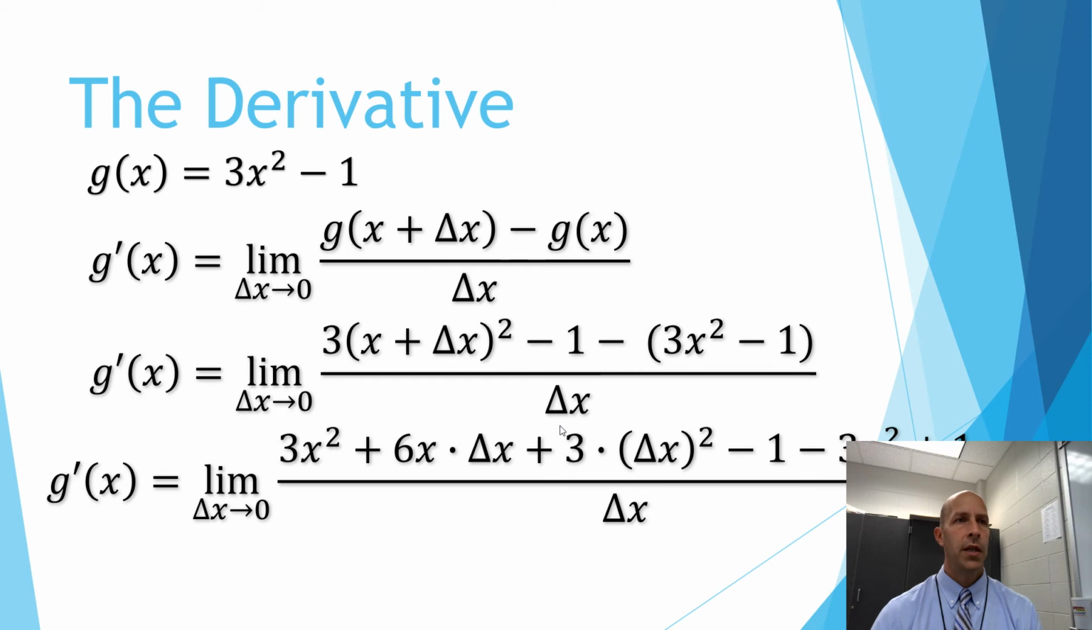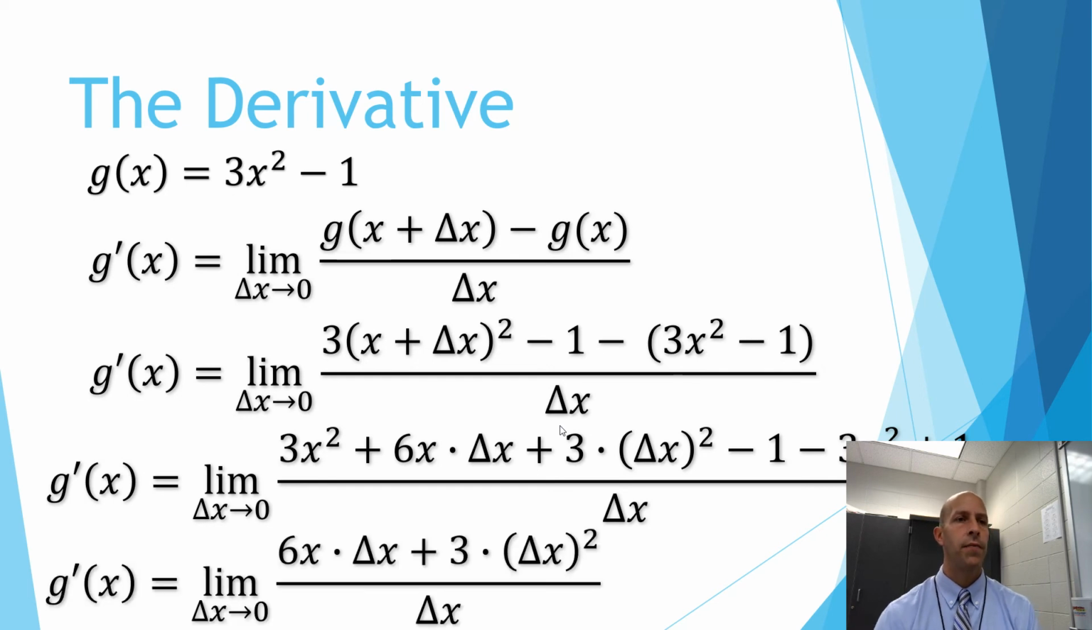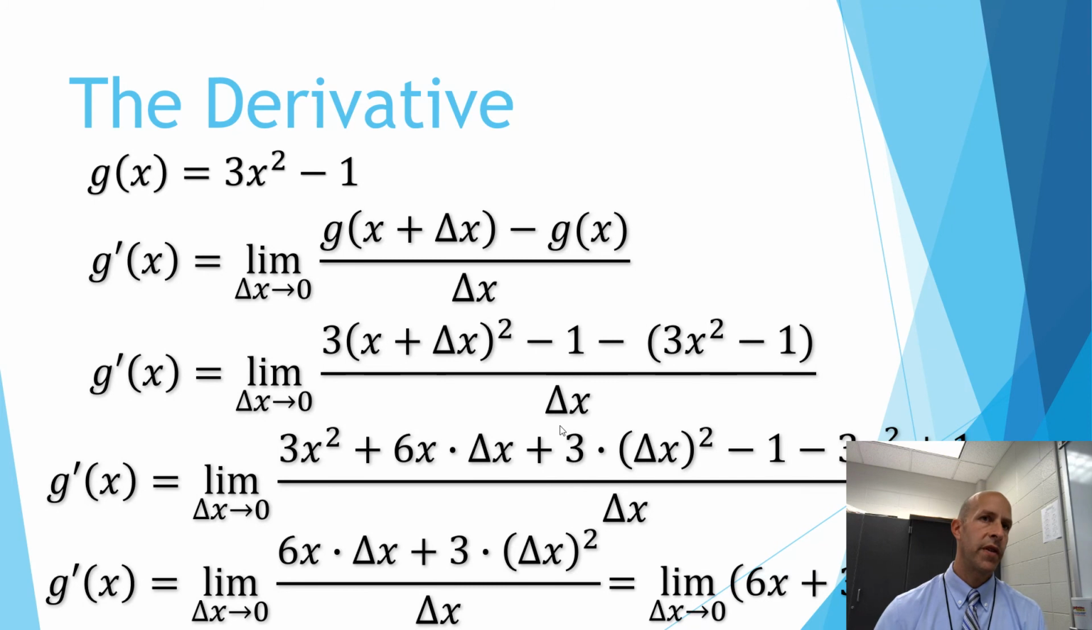Now notice in this limit expression in the numerator, we have a 3x squared and a minus 3x squared. We also have a negative 1 and a positive 1, so those terms are going to cancel out. And now if we look in the numerator, we see that both terms have a factor of delta x, and so does the denominator. So one of those factors of delta x will cancel away, which gives us the limit as delta x going to 0, 6x plus 3 times delta x. Well, if delta x is going to 0, 3 times 0 is 0. So our final answer here for the derivative is 6x.